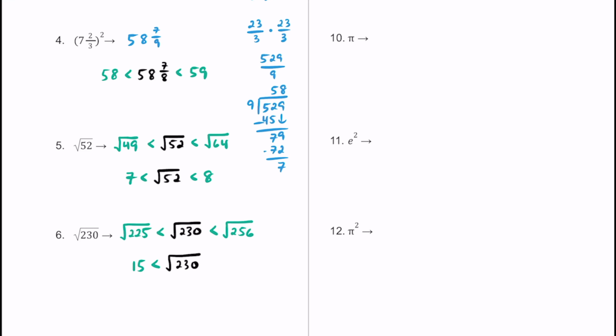And that one's going to be smaller than the square root of 256, which is 16. So we know the value, the square root of 230, is between 15 and 16.